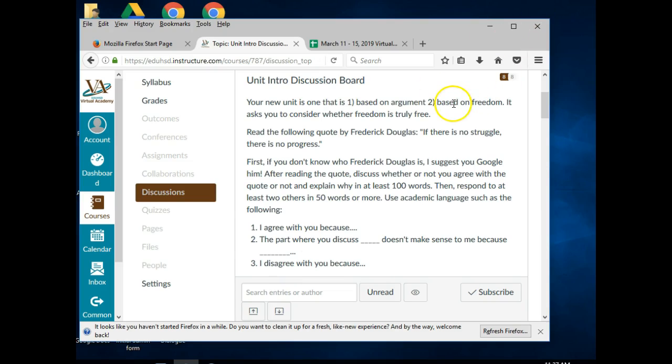The next thing it's based on is freedom, okay? The name of the unit is "Is Freedom Actually Free?" If you think about all the terms together, is freedom truly free? So it asks you to consider whether freedom is truly free.